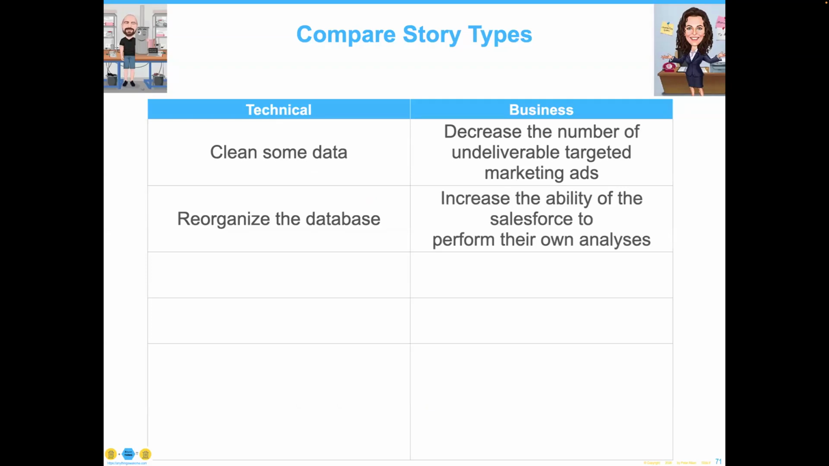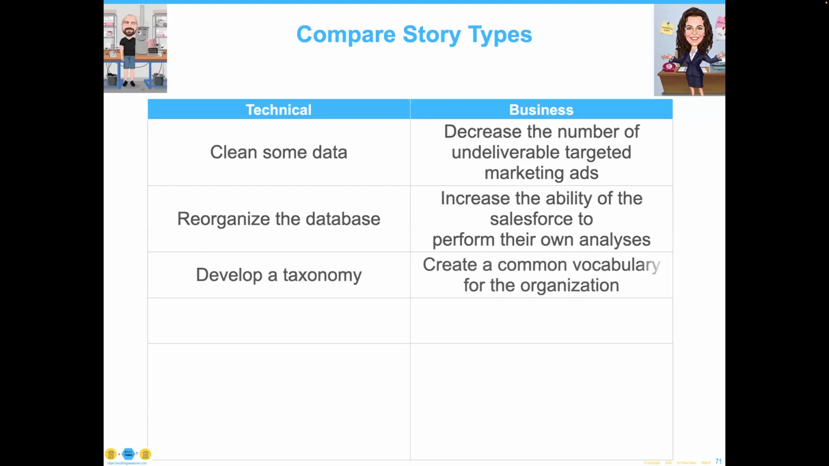If I say instead I'm going to increase the ability of the sales force to perform their own analyses, oh, yes, that's what I'm looking for. Develop a taxonomy. Don't get me wrong, I love taxonomies. But if we say instead we're going to create a common vocabulary, there is not a CIO in the world who says that their organization all speaks from the same sheet of paper.